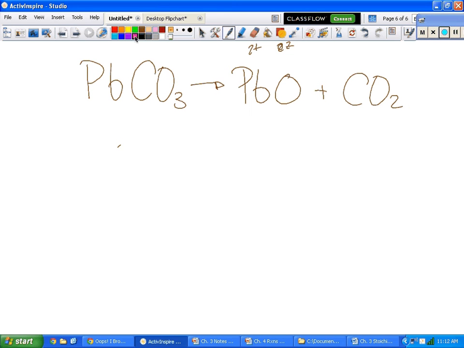Is this a metal? Is this a carbonate? So is this a metal carbonate? Is this a metal? Is this an oxide? So is that a metal oxide? And this is obviously what? Carbon dioxide. So metal carbonates decompose into metal oxides plus carbon dioxide. Do you want to see another one? Okay.